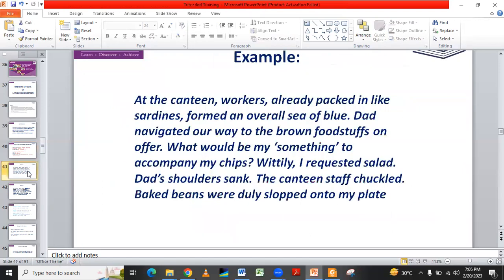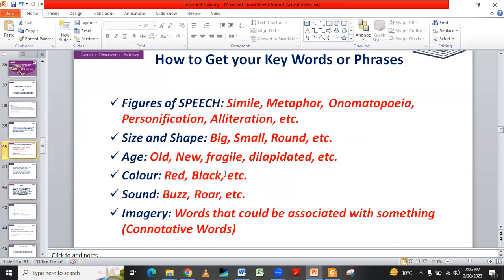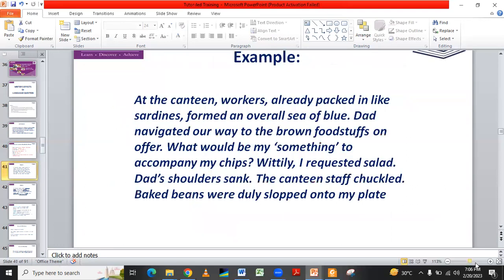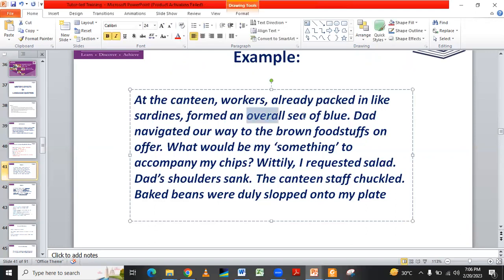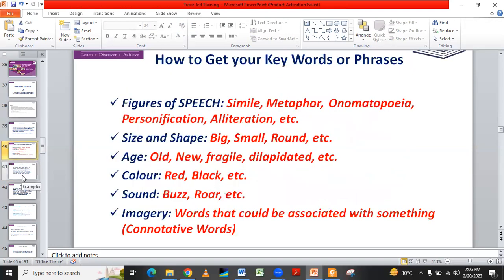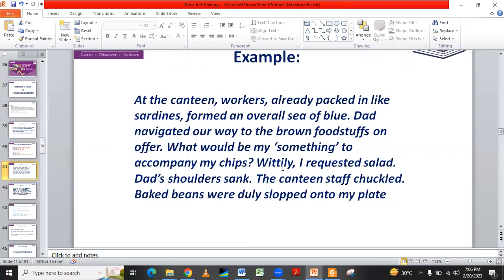So let us try. Look at this paragraph and see if you can use any of these to select 3 points here. Once you tell me, I'll underline. You can pick as many points as you want. I just want to make sure you know how to pick the exact points. The overall sea of blue. Okay, why did you choose overall sea of blue? Because it is related to color. Beautiful, beautiful. And when I show you the mark scheme, you will understand. That's number 1. Number 2.